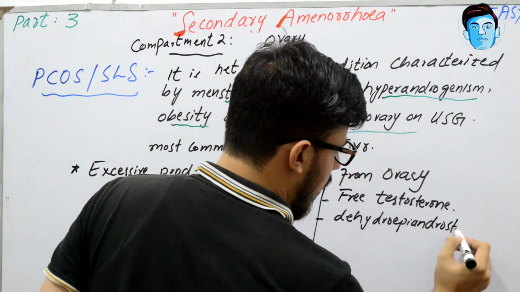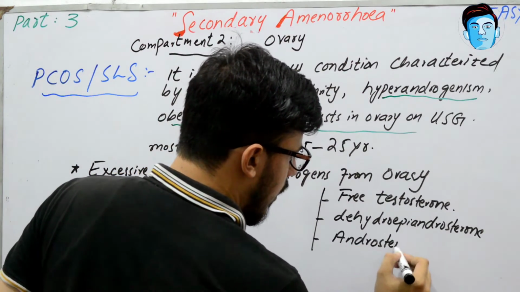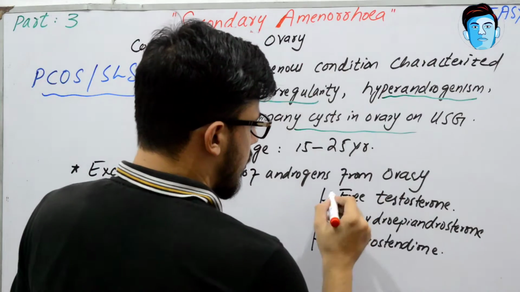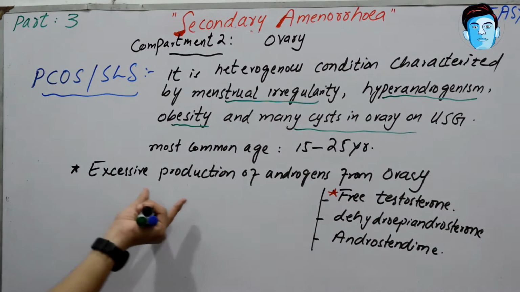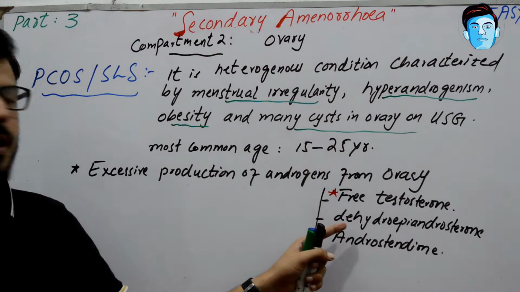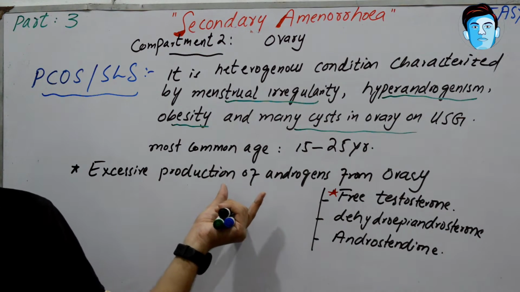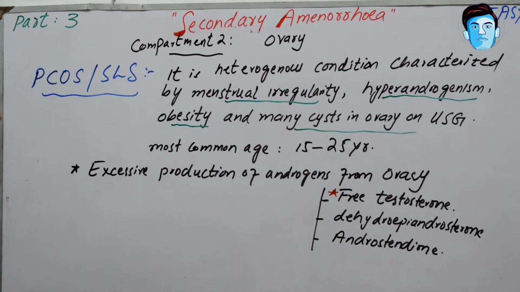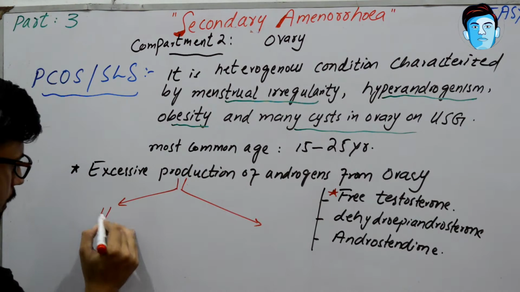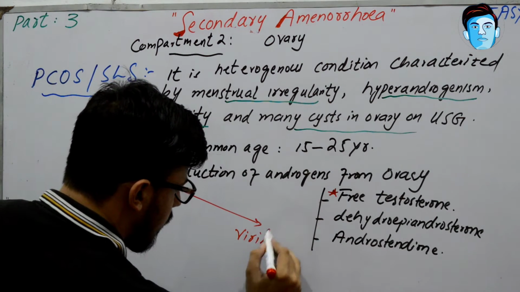These androgens include free testosterone, dehydroepiandrosterone, or androstenedione, but usually it is free testosterone. So there is overproduction of androgen from the ovary. Now the overproduction of these androgens, or hyperandrogenism, can create two problems. Either it can cause hirsutism or it can cause virilization.